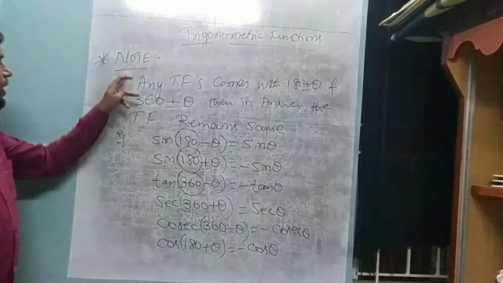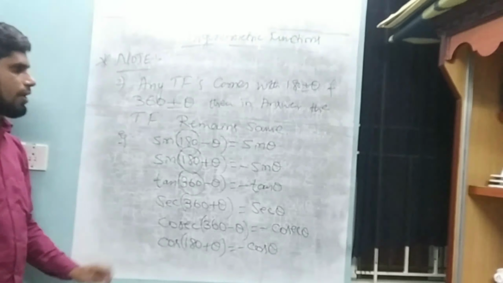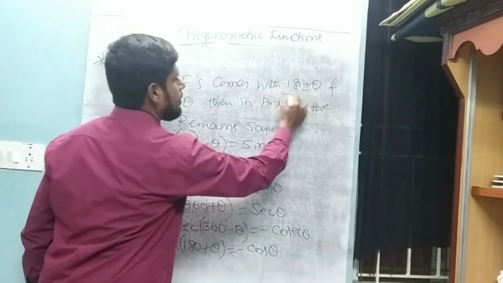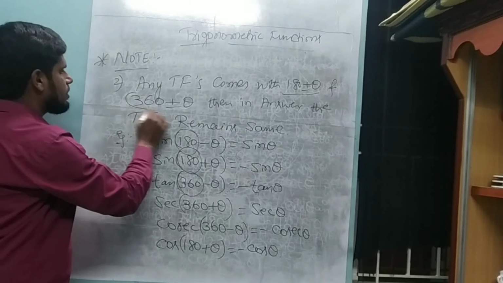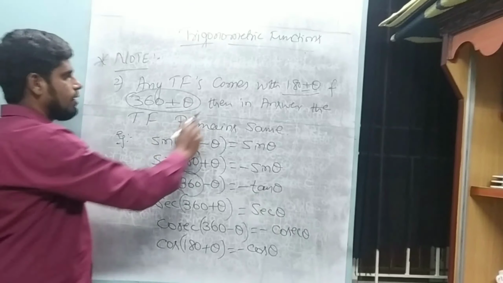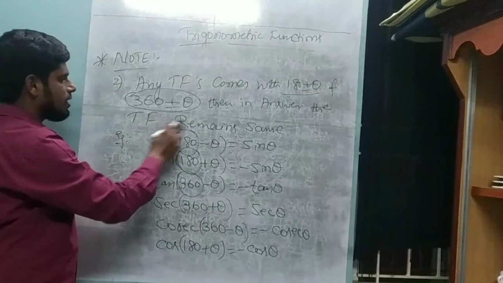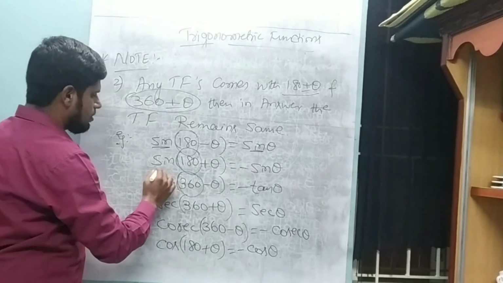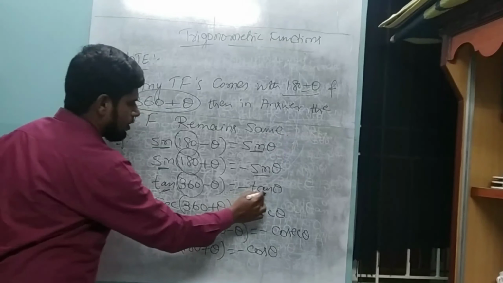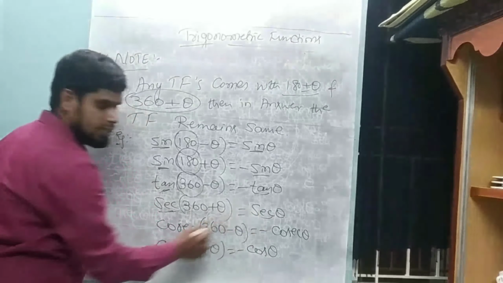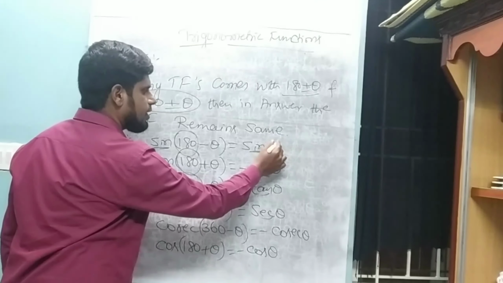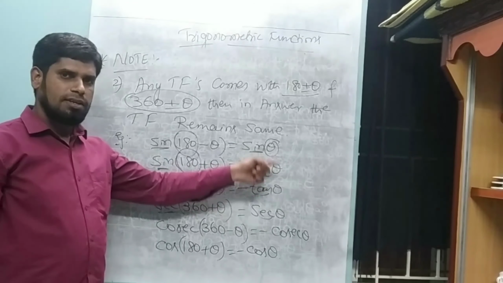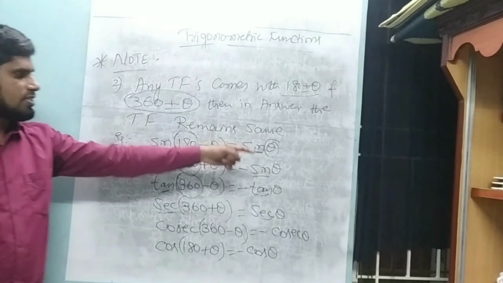Student, this is the second note of the ASTC rule, which is very, very important. And what does this rule say? Any trigonometric function that comes with 180 plus or minus theta and 360 plus or minus theta, then in the answer, the trigonometric function remains the same, as we have seen. If there is a sine here, we got sine only. If there is a tan here, we got tan only. If there is a secant here, we got secant. Then we'll see what theta is. Based on that, we'll get the answer. Whether theta is 30 degrees or 60 degrees, it depends on what theta is. We'll get the final answer.